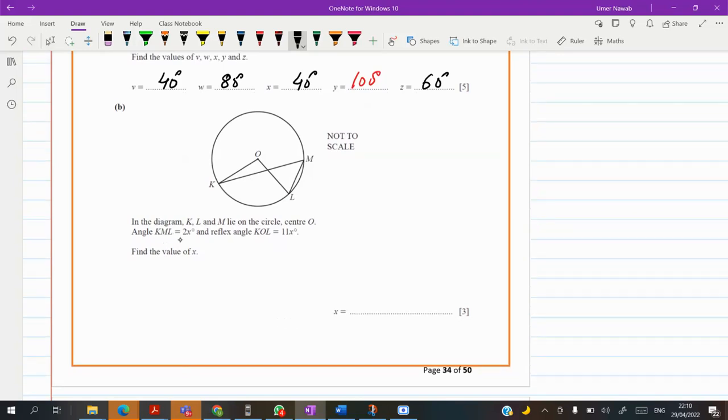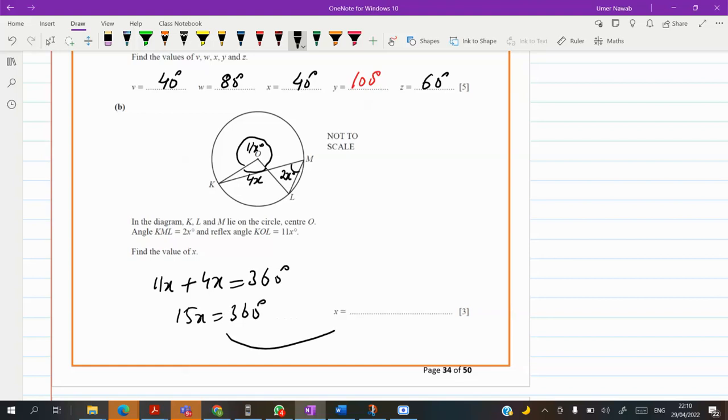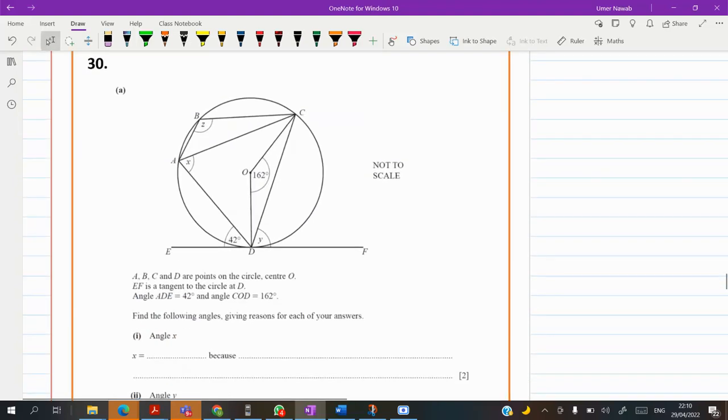Angle KML is 2x. So the reflex angle is 11x. This is reflex 11x. This angle will be what? Double 4x. So 11x plus 4x is equal to 360. So 15x is 360. Then you can easily find the value of x.